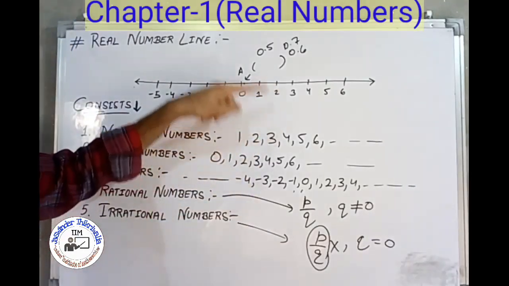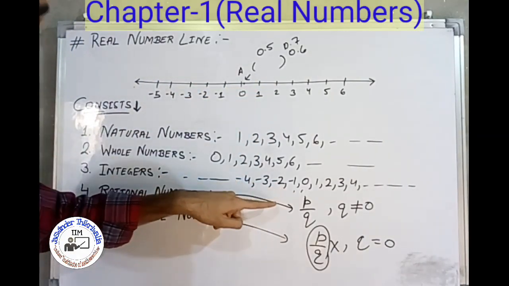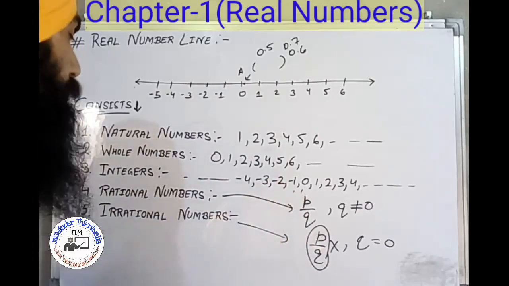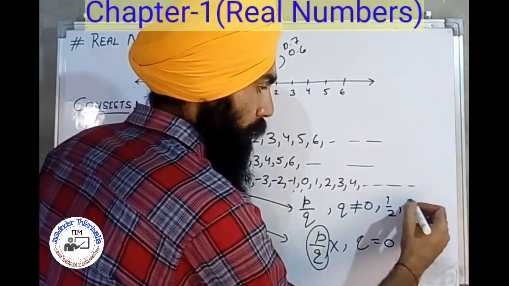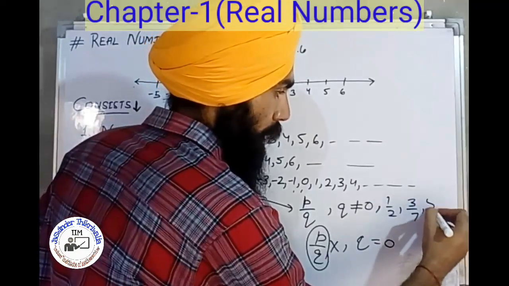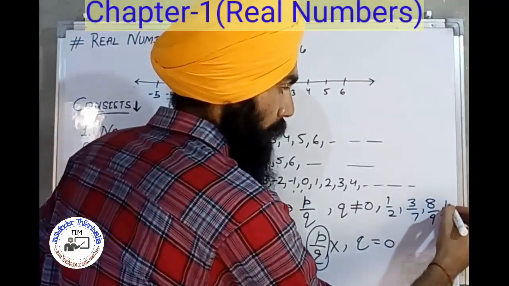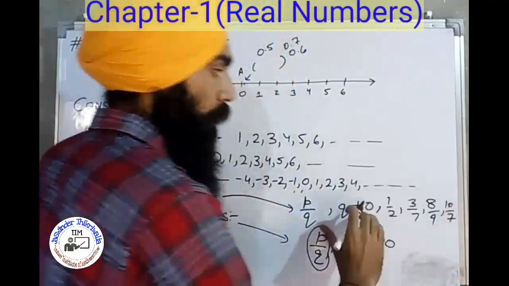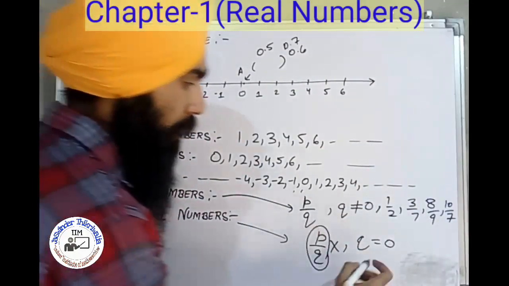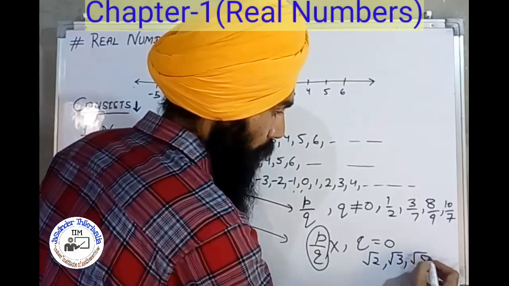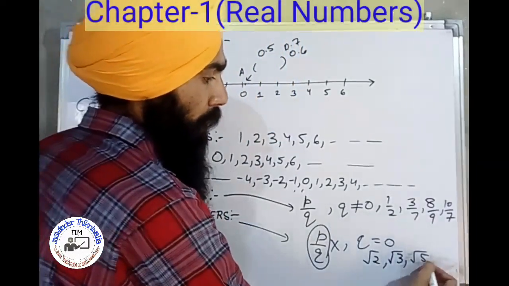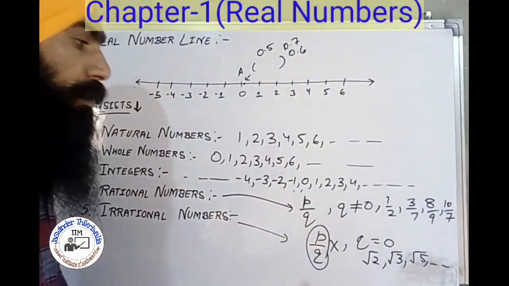Natural numbers also come in, whole numbers also, integers also, rational numbers, irrational numbers. Rational number examples: 1 by 2, 3 by 7, 8 by 9, 10 by 7. These all are rational. And irrational like under root 2, under root 3, under root 5. Many others are also irrational numbers.